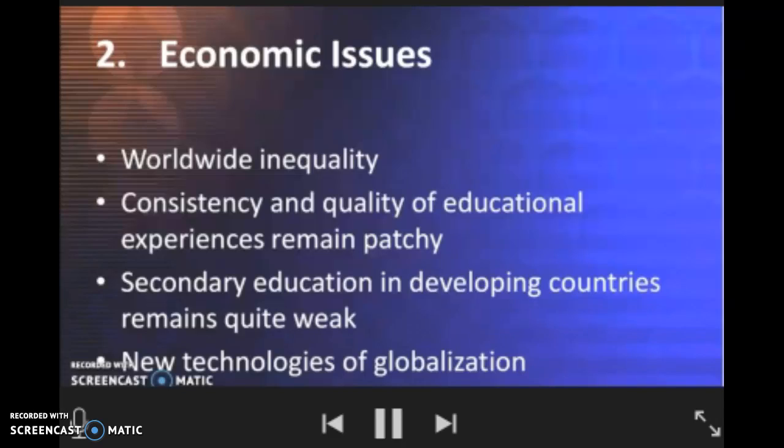Some of the economic issues that we are facing are worldwide inequality. The consistency and quality of educational experiences remain patchy. Secondary education in developing countries remains quite weak, and so do the new technologies of globalization. So without those things being developed and pursued, the future doesn't look as bright as it would knowing what globalization is.